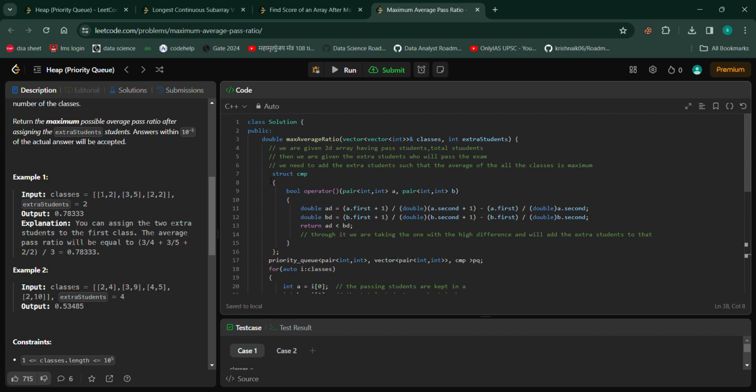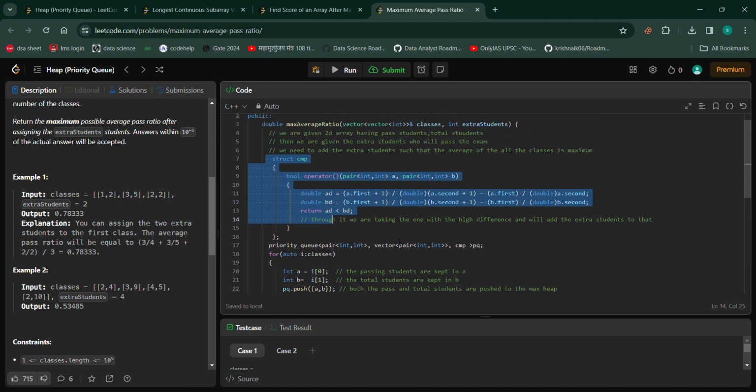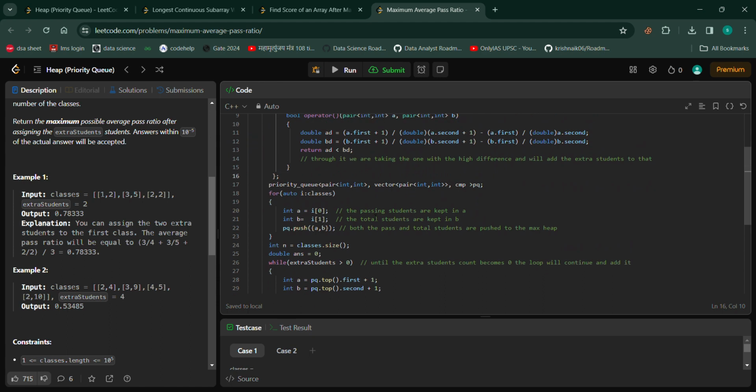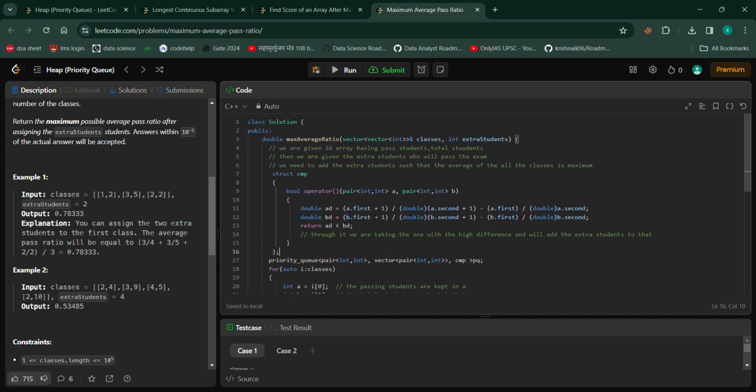And we have built a custom operator. What does it mean? It takes account of only those fractions that are the smaller one. That is the difference, as we can see. For example, for the first one, 1 and 2 is given, so 1 by 2. Adding 1 extra count gives 2 by 3, minus 1 by 2.